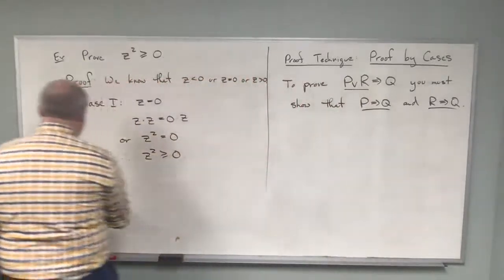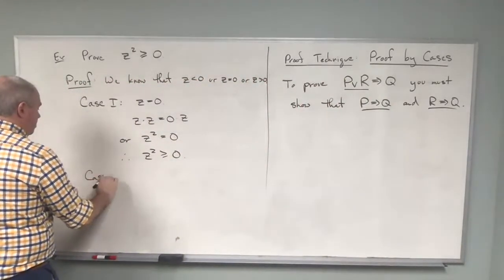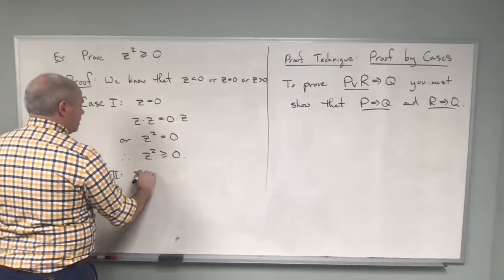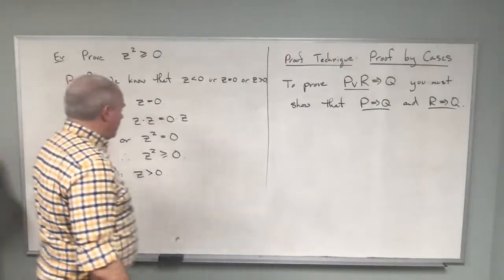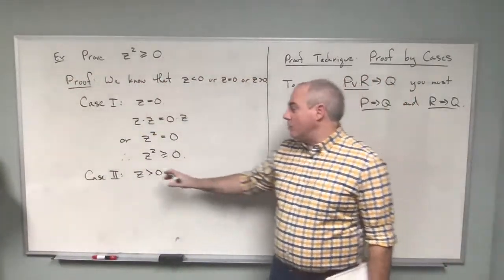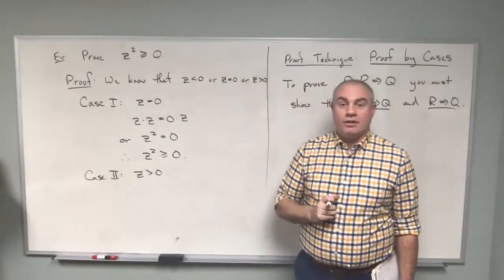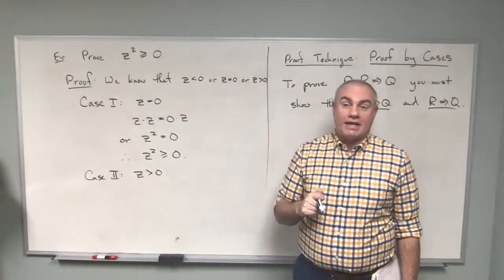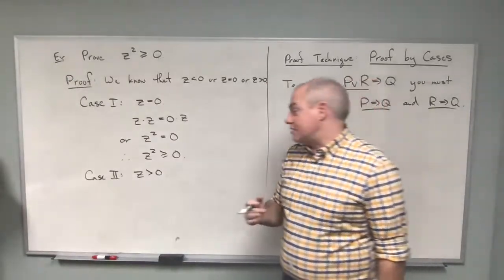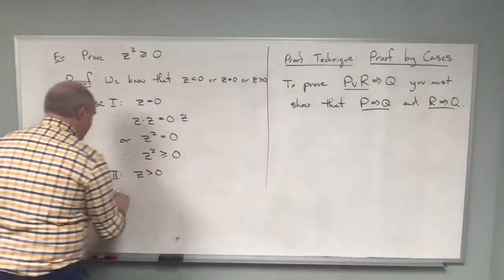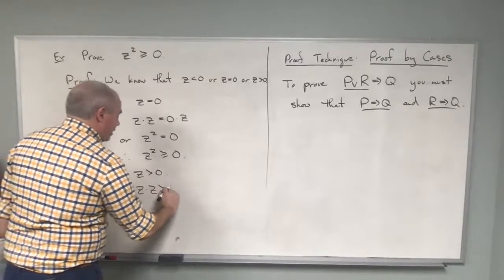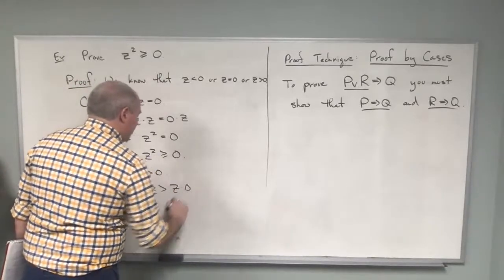Case 2, let's say that z is greater than 0. Similarly, if z is greater than 0, then I can multiply both sides of the equation by z. That's one of my axioms, that if you know that a number is bigger than 0, then I can multiply both sides of the equation by it. So I could say that z times z is greater than z times 0.